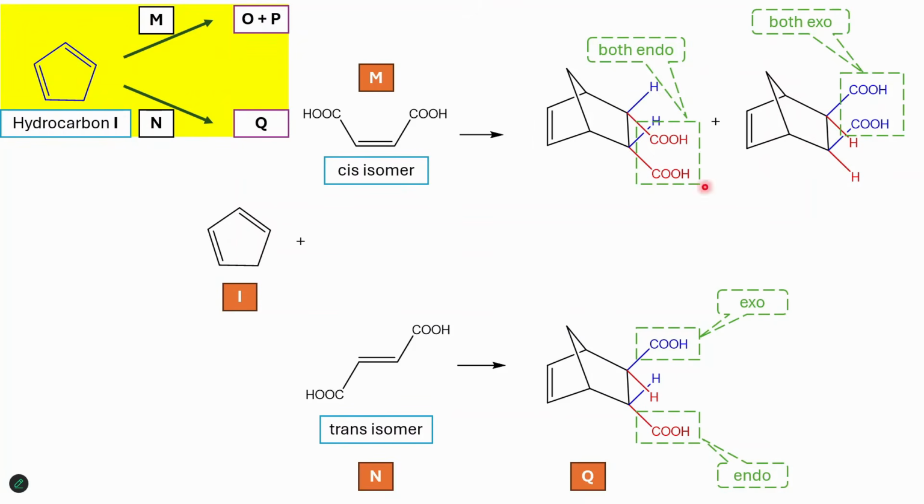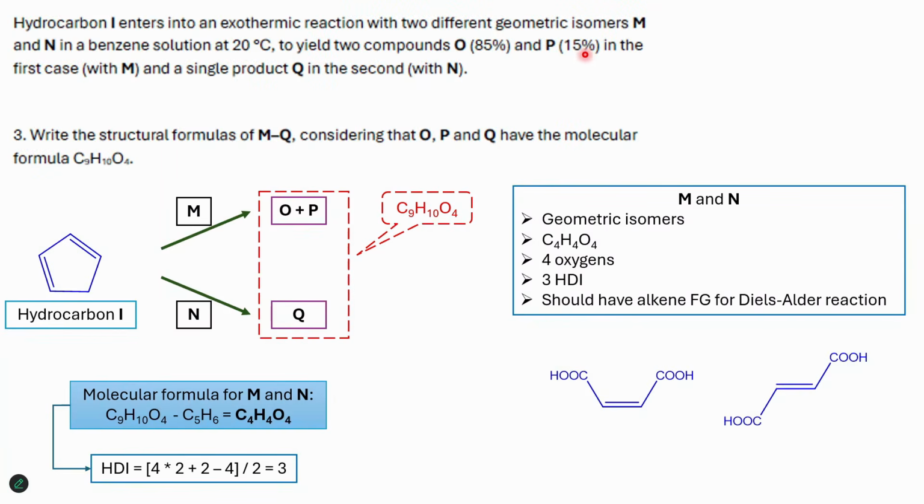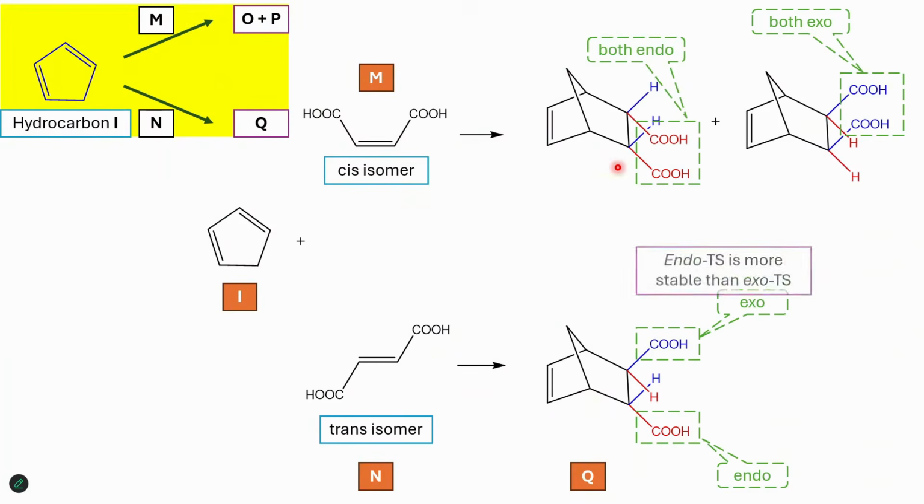And in here, they actually gave us information about the relative distribution of the products. It says O is 85% and P is 15%. So here, the endo transition state is more stable than the exo transition state. When these compounds react, we have a transition state, and we are conducting this reaction in kinetic condition. If you remember, it was 20 degrees. We don't use any high temperatures or something like that. So since we are using low temperature, we favor the formation of the kinetic product.